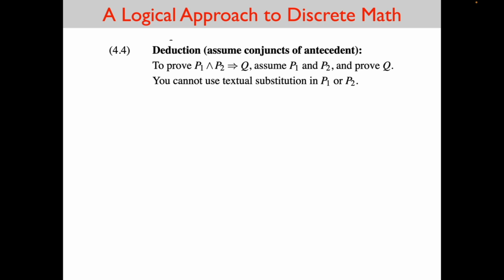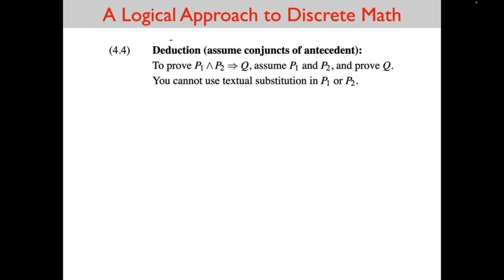And deduction is also known by the phrase assume the conjuncts of the antecedent. So both deduction and assume the conjuncts of the antecedent are the same thing. I'm kind of liking the phrase deduction instead of assuming the conjuncts of the antecedent, which I emphasized in earlier years. But anyway, that's neither here nor there. And here's how deduction works.